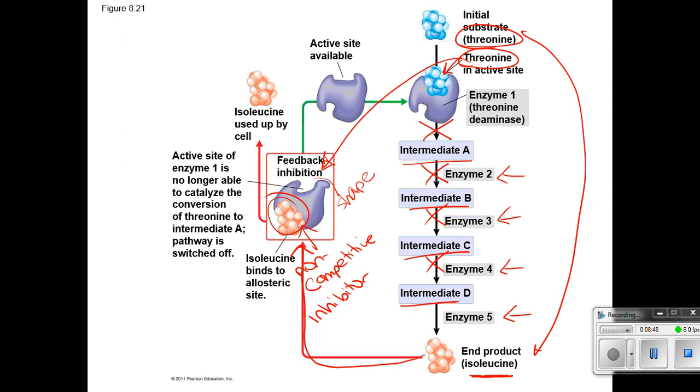Now, I'm not going to go too far into feedback inhibition because we do a unit on feedback loops. So we talk about negative feedback loops and positive feedback loops. And so we do go more into depth in this when we get to that unit later in the year.